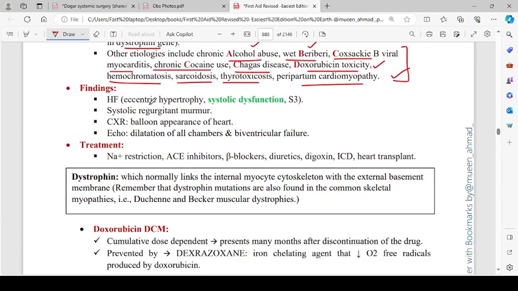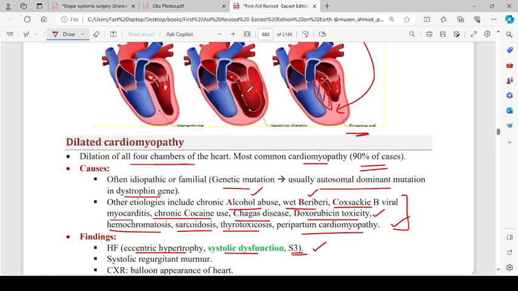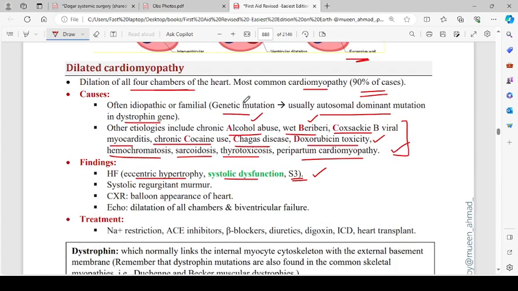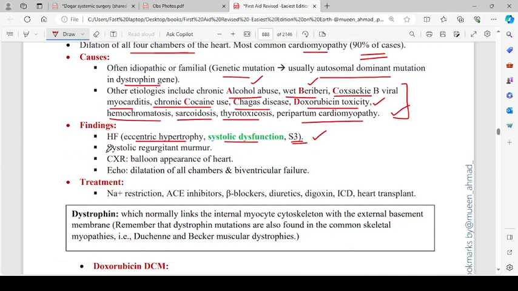Findings are heart failure, that is eccentric hypertrophy and systolic dysfunction, and there will be an S3 heart sound, a slushing heart sound. Why so? Because if the heart is dilated, it is not contracting properly, and blood is pooling inside it. And when new blood enters, it will produce a slushing sound, that is an S3 sound. A systolic regurgitant murmur will be there. Why will a regurgitant murmur be there?